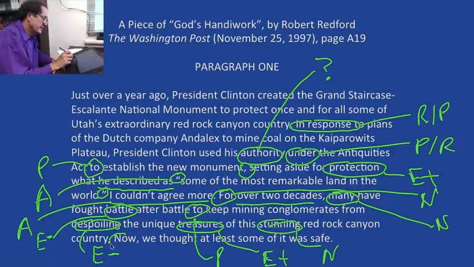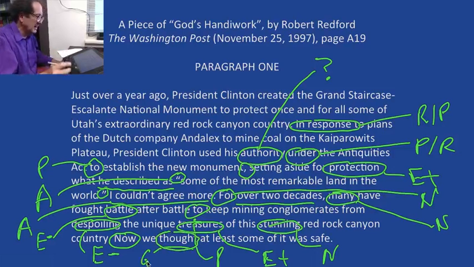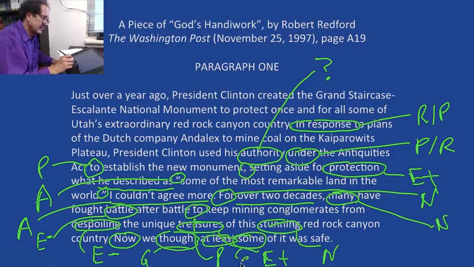Now, the next word of the last sentence of this paragraph, just a temporal indicator, so that's nothing. We thought, okay? Thought means it's not really true. He's just guarding it. It's not really true that some of it was safe. We thought it was. Some of it was safe, or even at least some of it was safe. Now that's going to be a guarding term because it's not saying all of it was safe. It's just a little part of it, and that'll become important later in the argument.